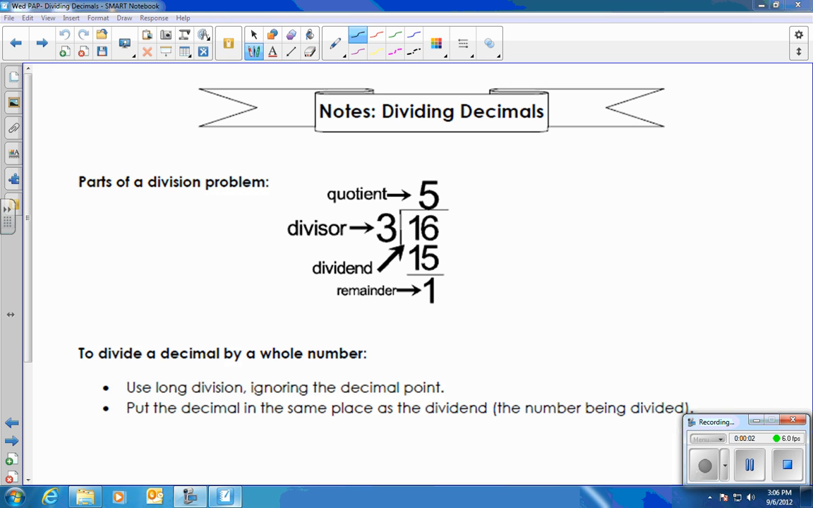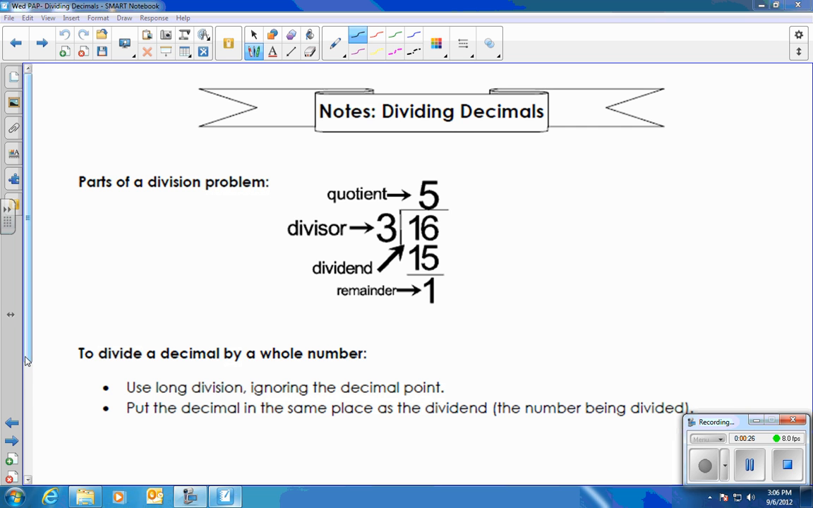This lesson is on dividing decimals. To divide a decimal, first of all, we need to know some parts. This is the quotient. That's the answer to a division problem. The divisor goes outside the house. The dividend is what's being divided up, so that goes inside. The remainder is what's left over, which we will turn into a decimal.